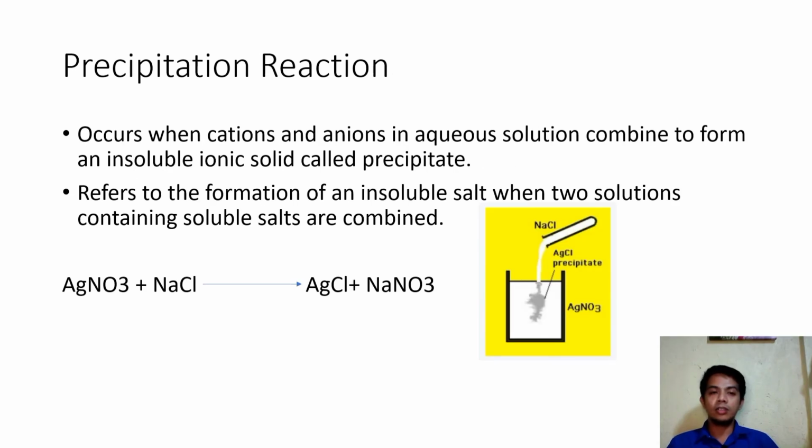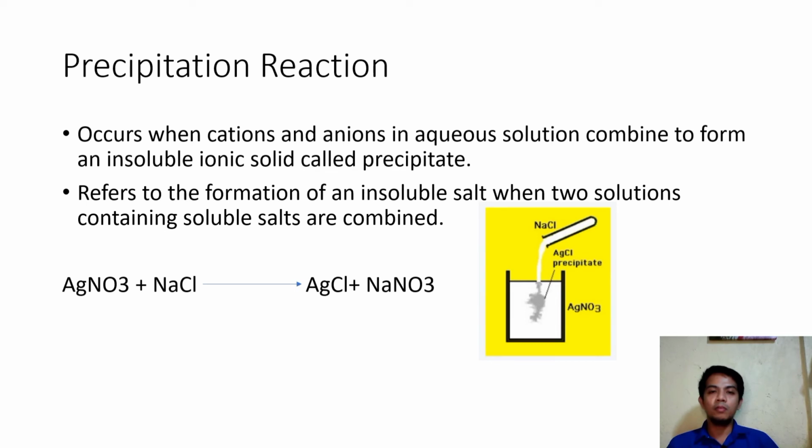So next reaction is the precipitation reaction. It occurs when cations and anions in aqueous solution combine to form an insoluble ionic solid called precipitate. It refers to the formation of an insoluble salt when two solutions containing soluble salts are combined.